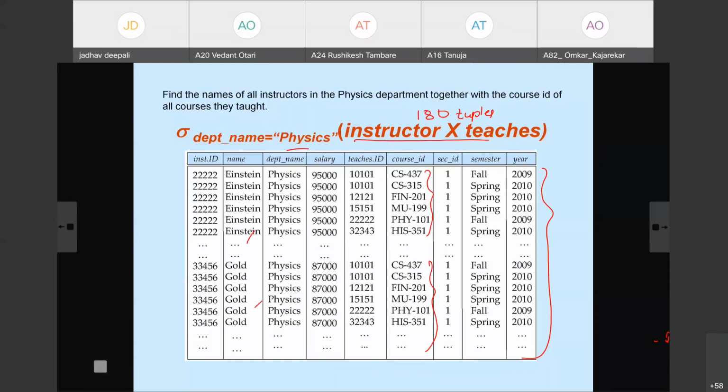No, it is wrong. See, it is a CS, means it is a computer science course. Then it is not taught by Einstein. If finance, music, history, not taught by Einstein in our original relation. But here in the result, it happens.